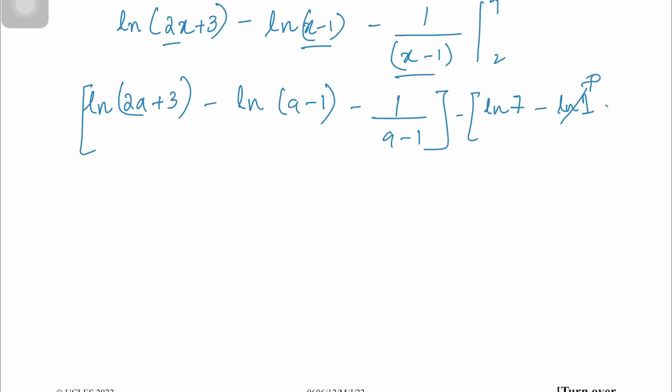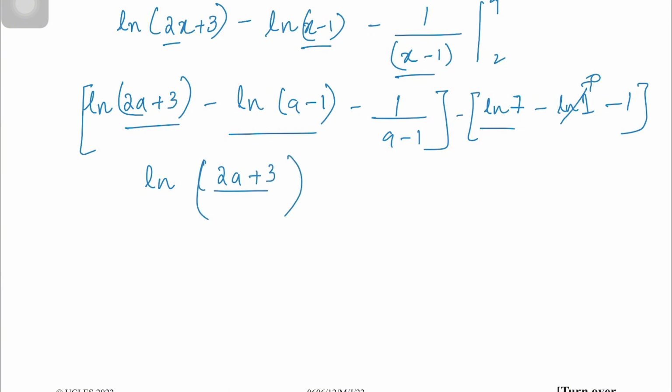And this would be minus 1, right? So we can write this as, let's just write each and everything all together. So this is positive, this is negative, and this is again negative. So this would be ln 2a plus 3 in our numerator, and this 7 will be in the denominator, and this would be multiplied by my a minus 1, and we have minus a 1 over a minus 1 and this positive 1, right?